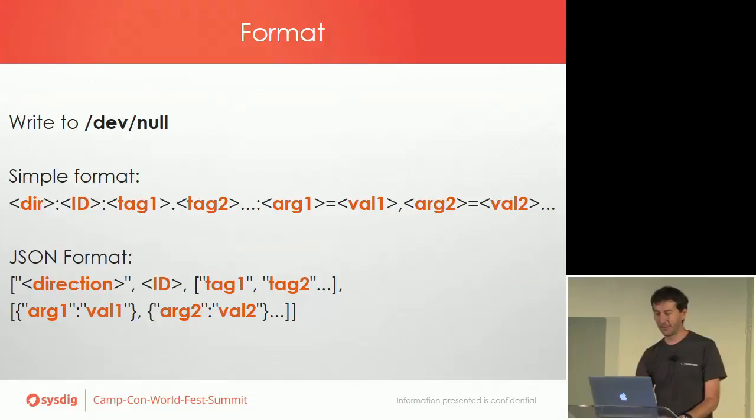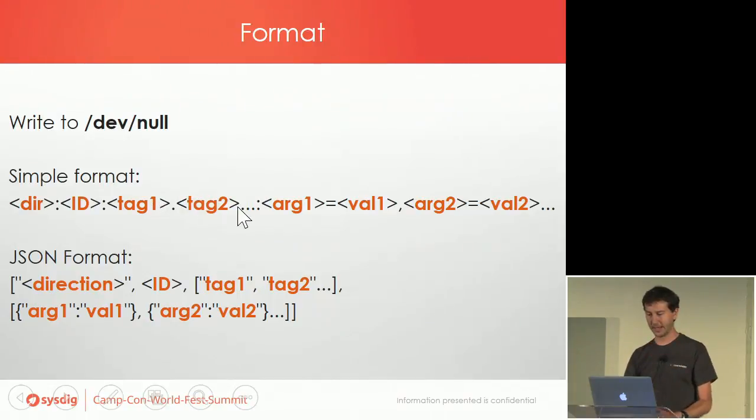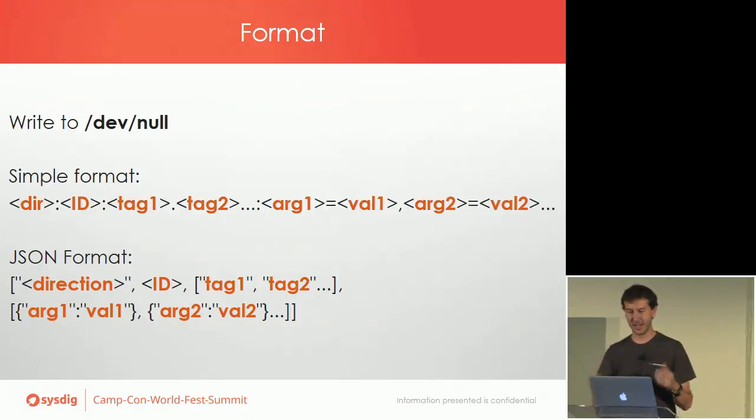And there's a simple format that is just a text string with columns as separators, and you have essentially the direction, ID, arbitrary number of tags, and tags also define the hierarchy, and then arguments. So, for example, if you're creating a span of a system call, you can have the enter or the input or output arguments of that function call converted into span arguments.